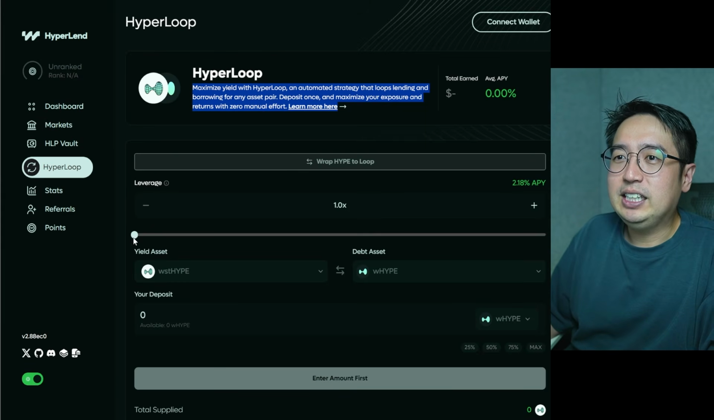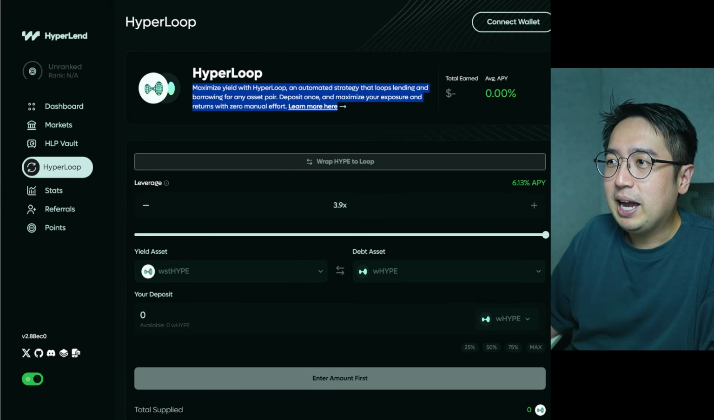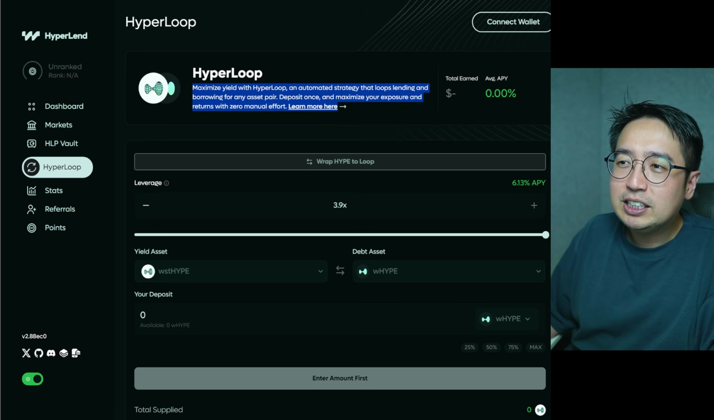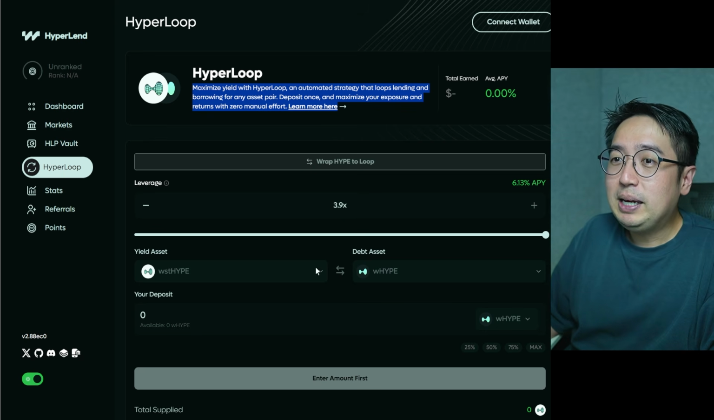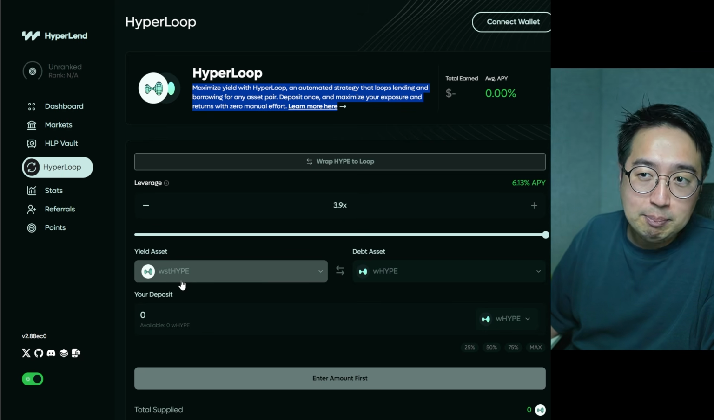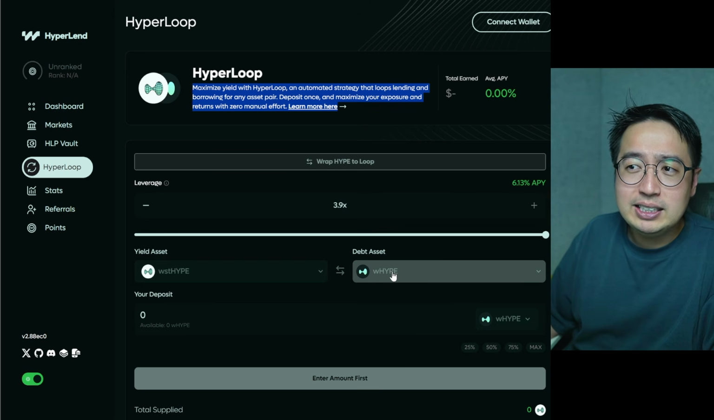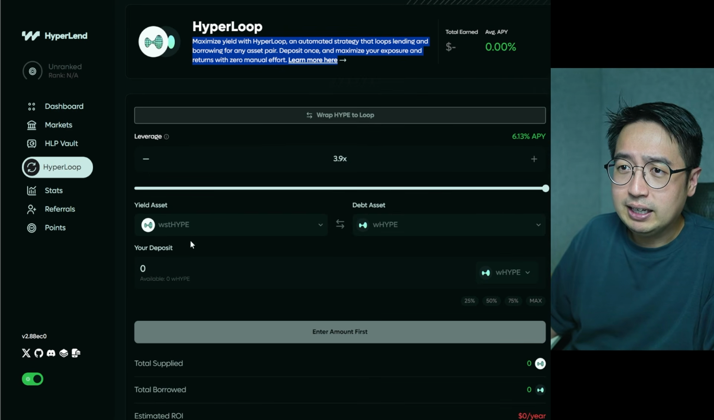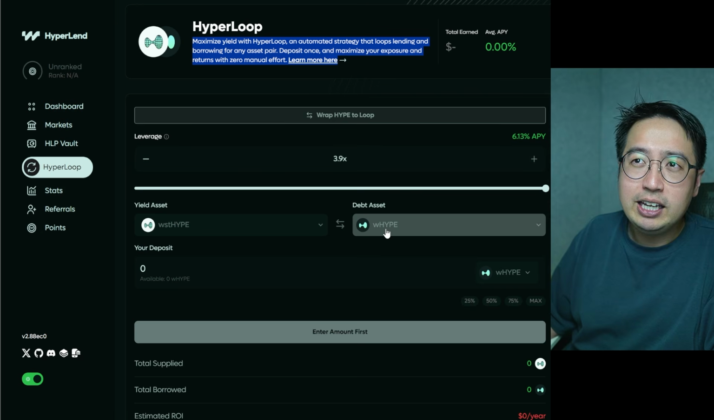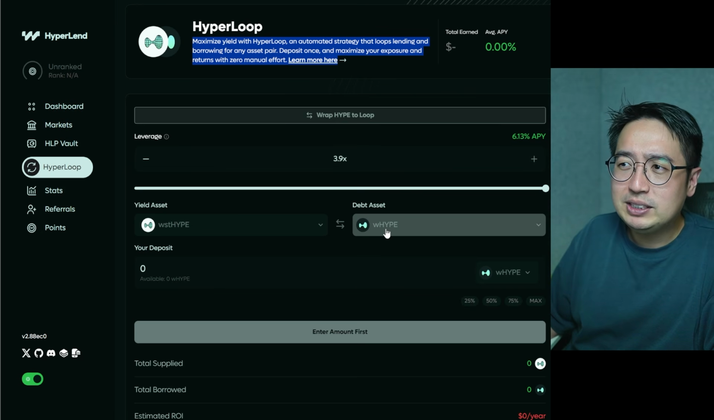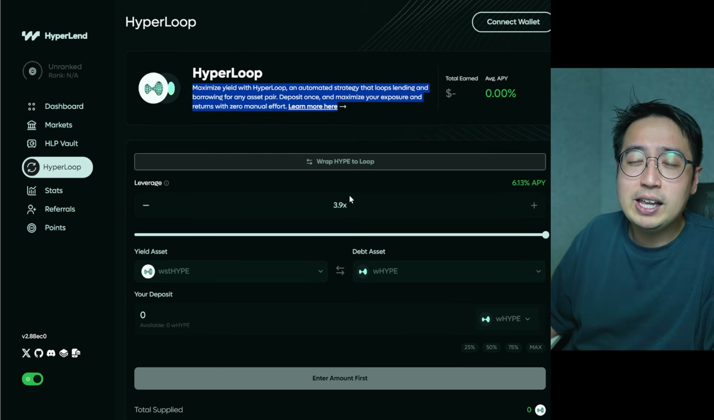So we can see if we add an asset and we do max leverage, we'd be able to get 6.13% APY on wrapped staked Hyperliquid with wrapped hype, and that should maintain its peg. So we saw that the interest rate was around 2.1%. We would be getting triple that with Hyperloop, which isn't that bad.